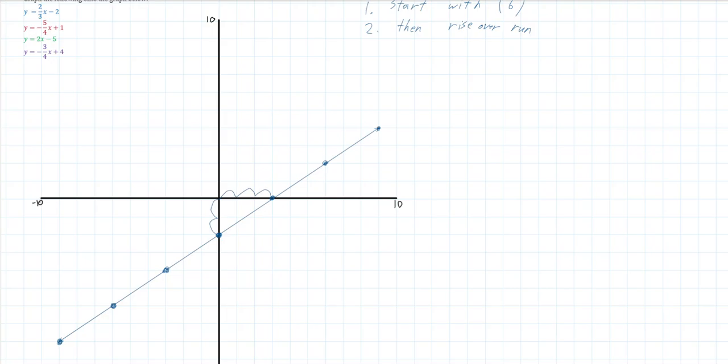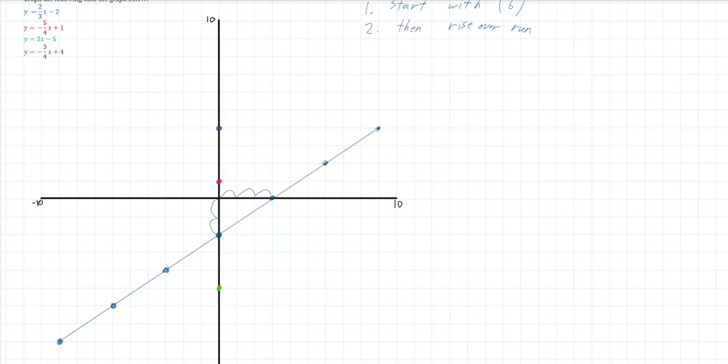And actually, let's just do all of the b values. The red one has a b value of +1, so I'm going to put it right there. The green one has a b value of -5, so I'm going to put it right there. The purple one has a b value of 4, so I'm going to put it right there. So you can see how I can just put those points very easily, very quickly.